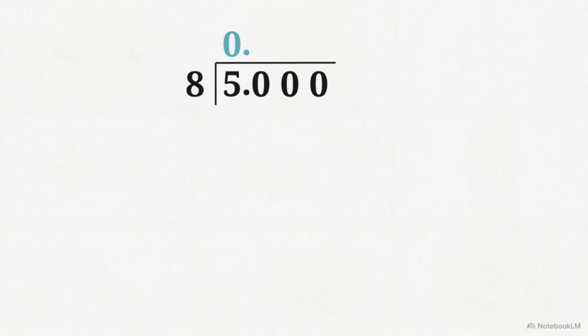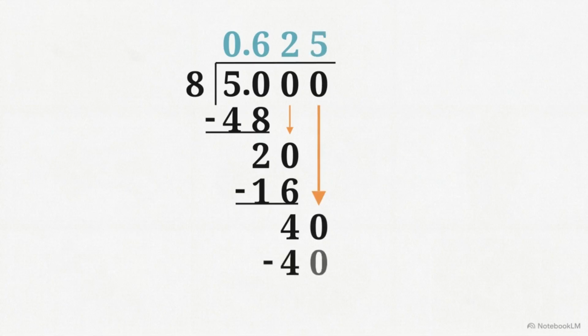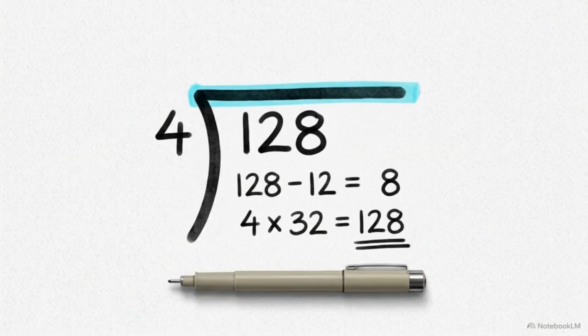Since 8 doesn't go into 5, we add a decimal point and placeholder zeros to the number inside the house to keep the division going. Working through the math, 8 goes into 50 6 times, leaving 2. Bring down a 0 to make it 20. 8 goes into 20 twice, leaving 4. Bring down the final 0, and 8 goes into 40 exactly 5 times. Our result is 0.625. It takes more mechanical calculation, but standard long division is your failsafe. It works for every single fraction in mathematics.